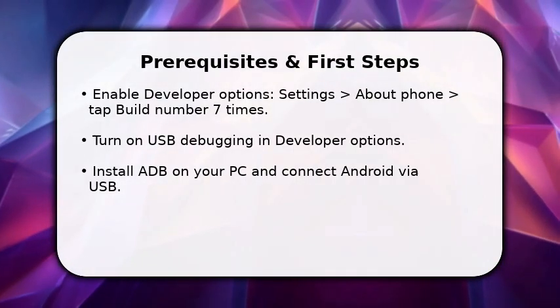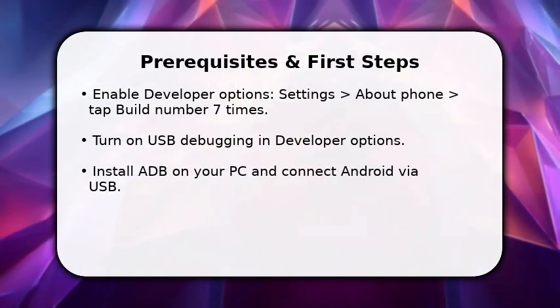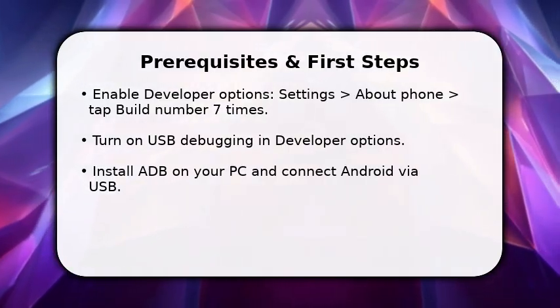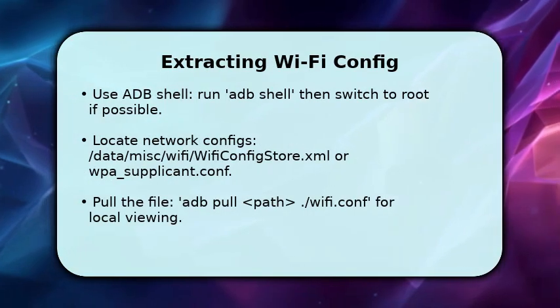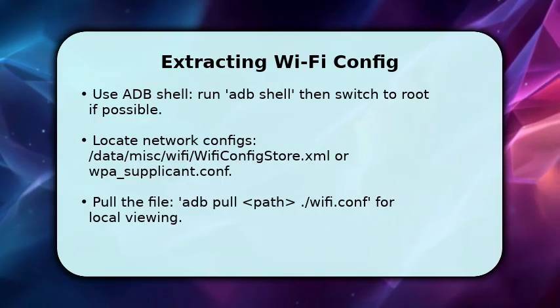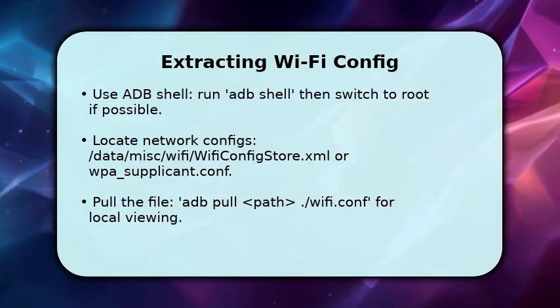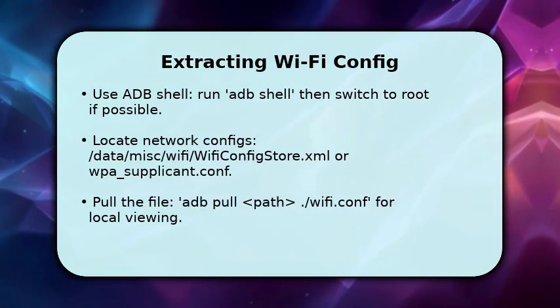This is necessary because you can't access another network's password from the Android UI without system-level access. Now you'll get the configuration file that stores network credentials. Open a terminal and run an ADB shell. If your device allows, use su to gain root.